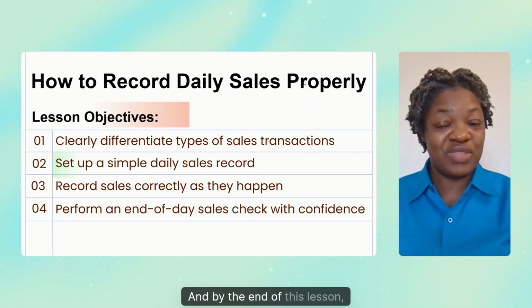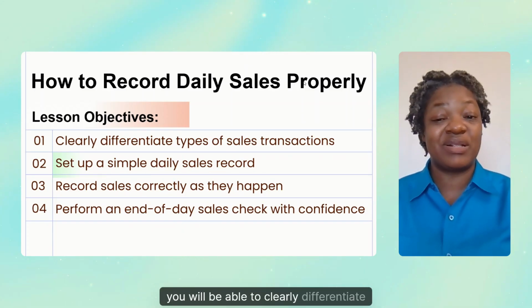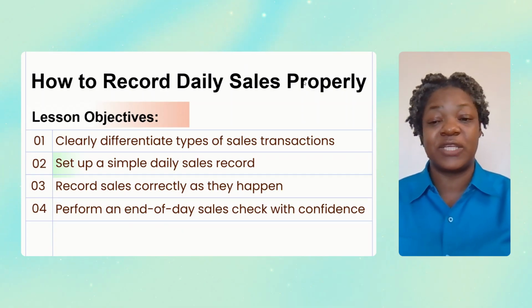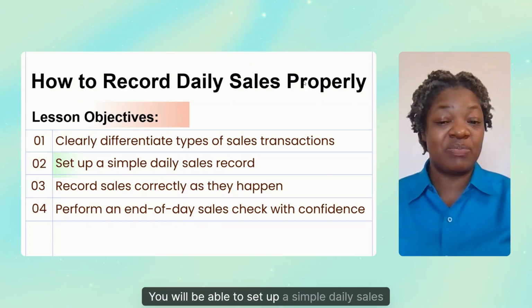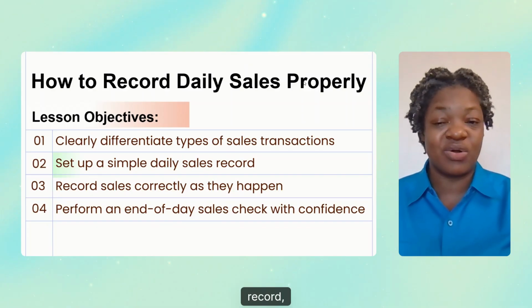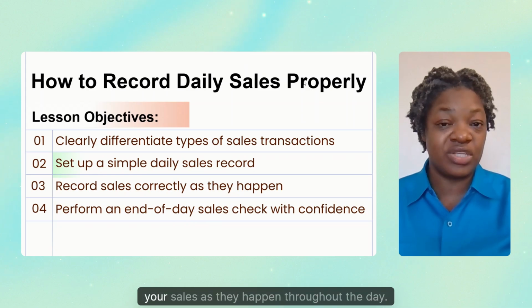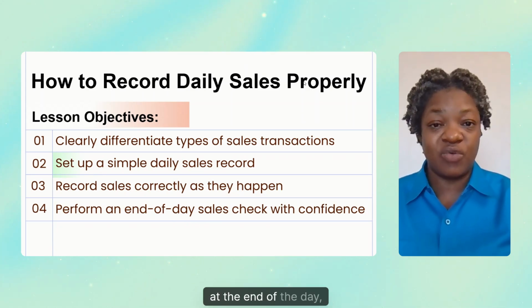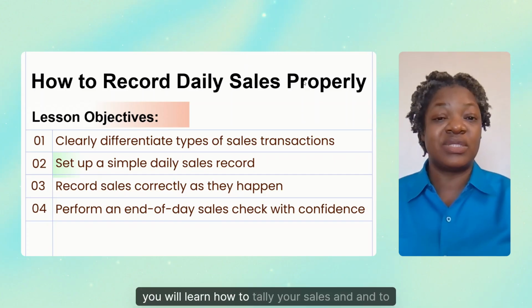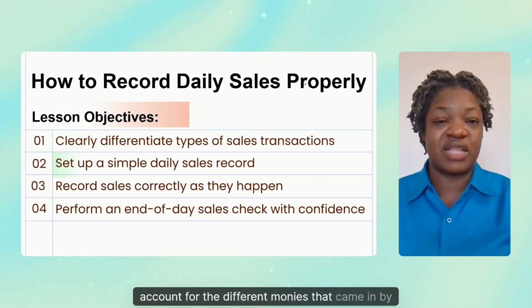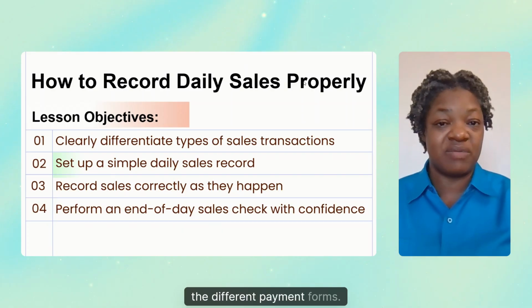And by the end of this lesson, you will be able to clearly differentiate between the types of sales transactions that you will encounter in your business. You will be able to set up a simple daily sales record, as well as you will learn how to correctly record your sales as they happen throughout the day. Now, at the end of the day, you will learn how to tally your sales and to account for the different monies that came in by the different payment forms.